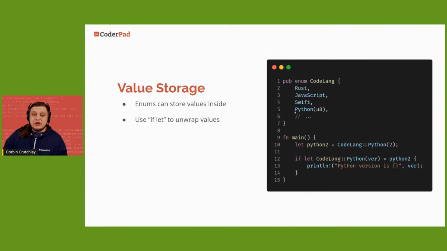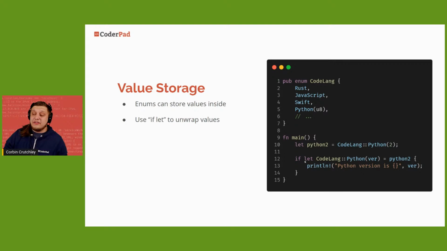We also have the ability to do value storage, which is where enums get really powerful, right? So you'll notice that we're storing a U8, which is basically a very small integer, inside of the Python version. So here, we can say something along the lines of code lang Python, but then we're passing 2 inside of the enum. Right? So not only are we saying that this enum is of type Python, but we're appending the major version of Python into here, right? So if we supported both Python 2 and 3, which we do, we'll be able to store these values separately.